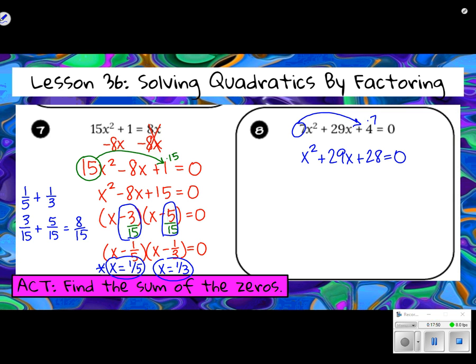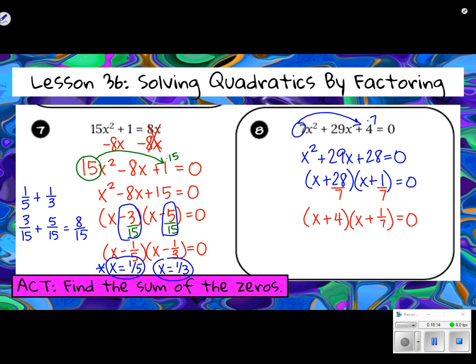Two numbers that multiply to give you 28 and add to give you 29 are 28 and 1. All right, don't forget you have to divide. We slid the 7, so we have to divide by 7. So I've got x plus 4 and x plus, I'm going to go ahead and leave it as 1/7. If you want to move that denominator, that's fine.